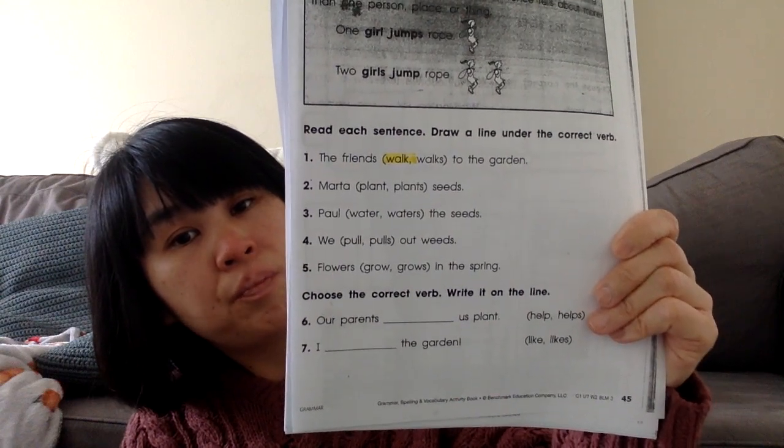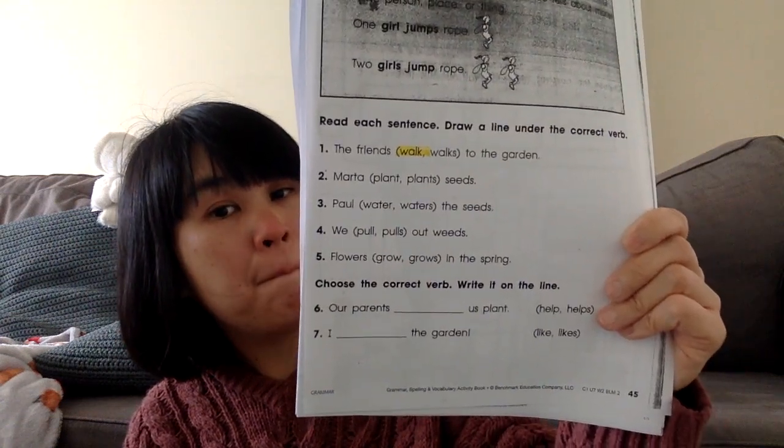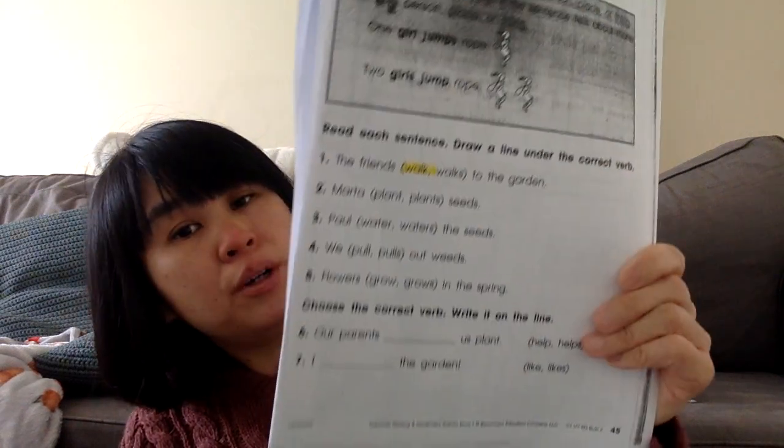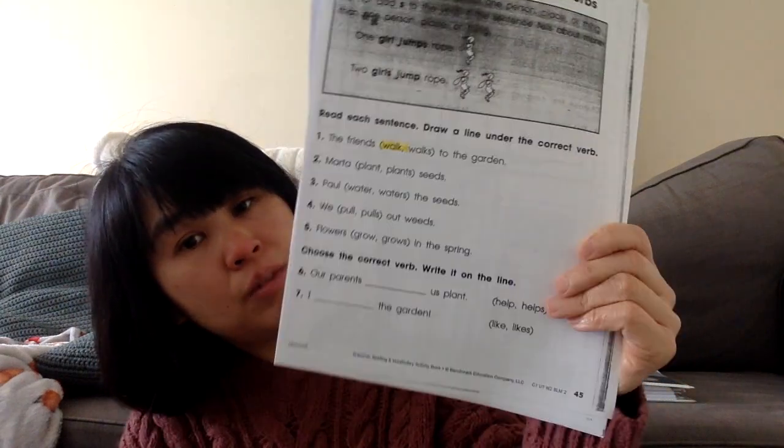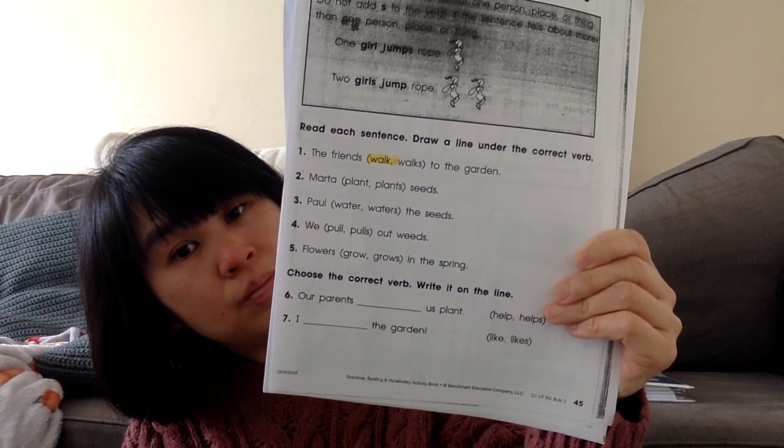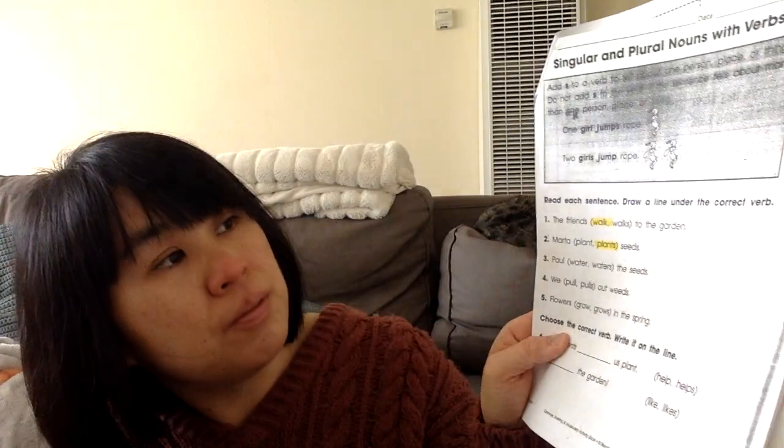Number 2, Marta plants or plant seeds. How many people are in the sentence? 1 or 2? So I see one person. And if it's one person, does plants need an S or no S? So that is right. You need plants. So say it with me. If it's one person, it needs an S.